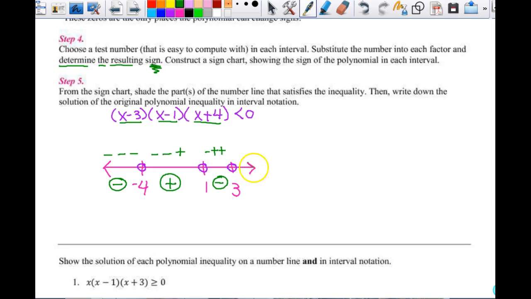Then I have to choose a number on the other side of 3, so like 4. Substitute in 4 here, it's going to be positive. Substitute in 4 here, it's positive. 4 here, it's positive. So my function, negative, it's going to cross the x-axis, then it's positive between negative 4 and 1, then it's negative here, then it's positive here.